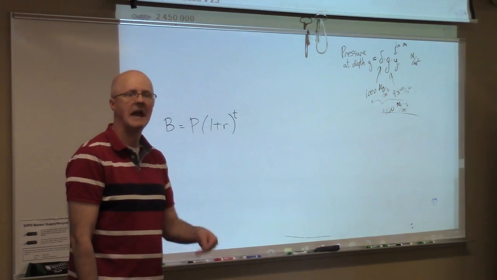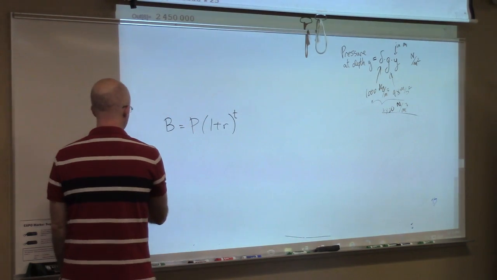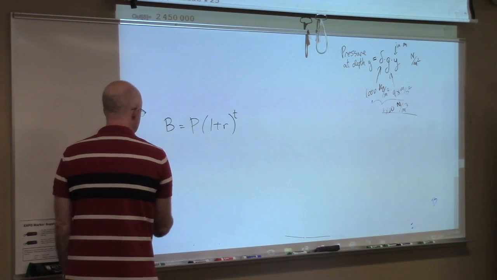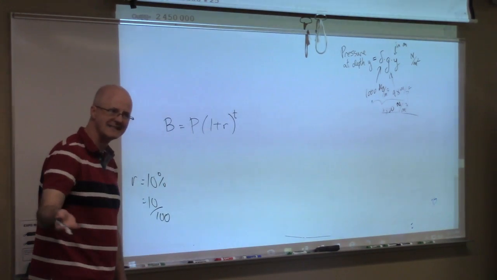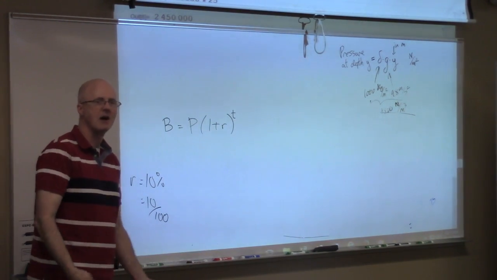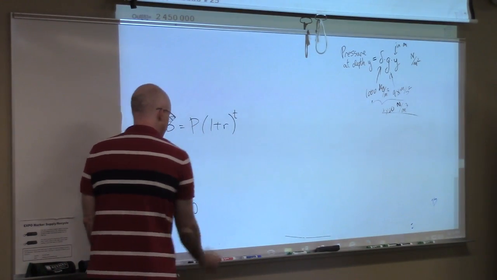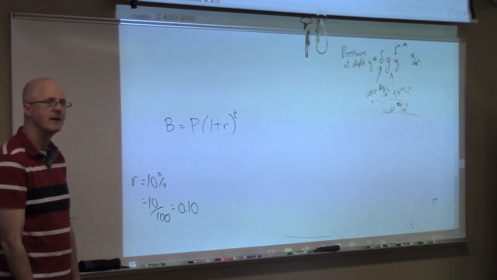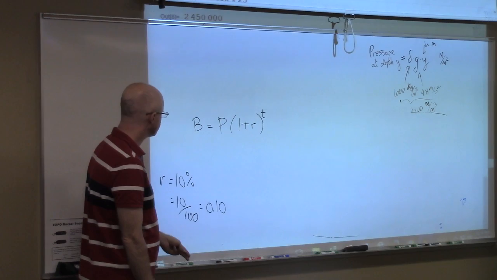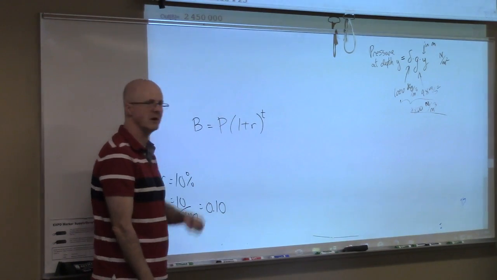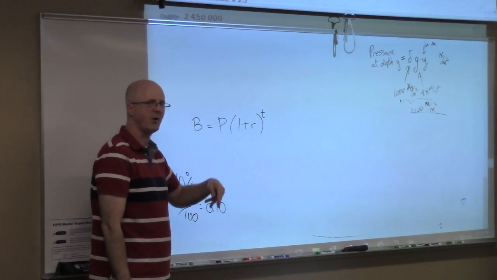decimal. So if r is 10%, convert that to 0.1. 10% means 10 per 100. Did you know that? Percent means per 100. Cent is like for century or centimeter. 100. 10% means 10 per 100. That's why you do this kind of conversion to a decimal. So if the interest rate was 10%, you'd convert r to 0.1 before you plug it into that formula. And your formula would be B equals P times 1.1 to the t power.